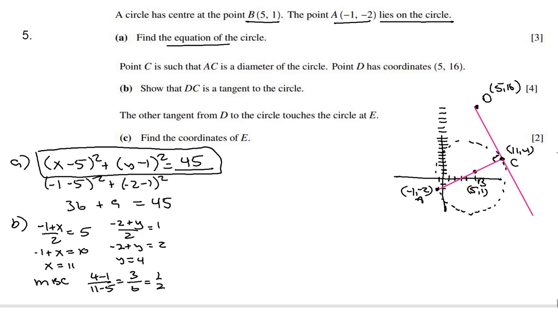And so if AC is equal to 1/2, that means that CD should be equal to negative 2. And so when I do the slope CD, or if I got room here, CD is going to be 16 minus 4, y2 minus y1, and then 5 minus 11.